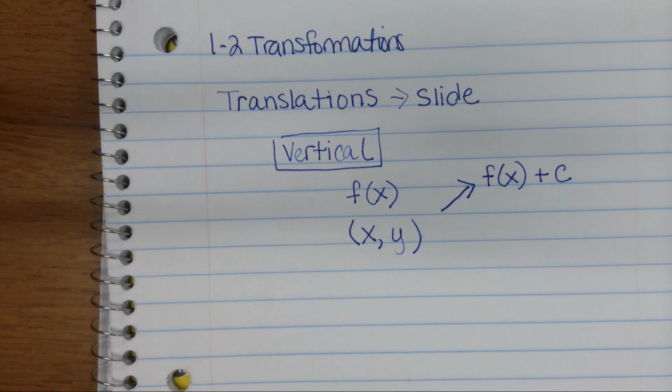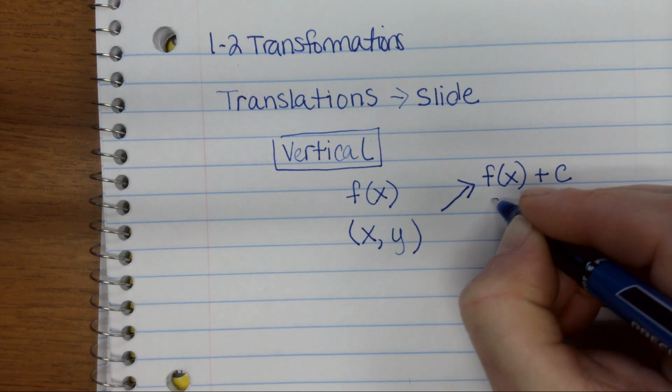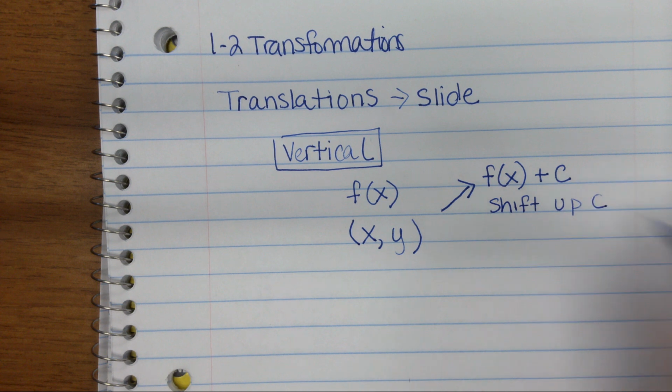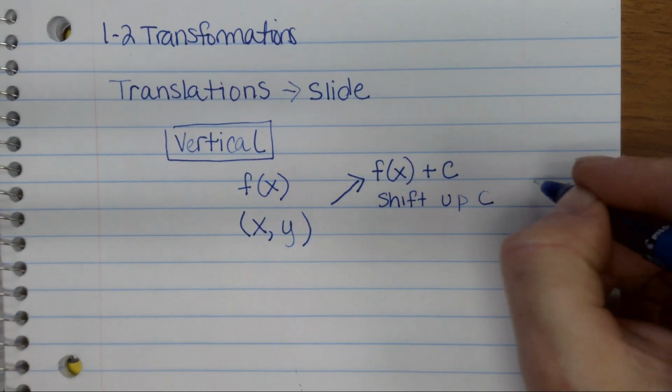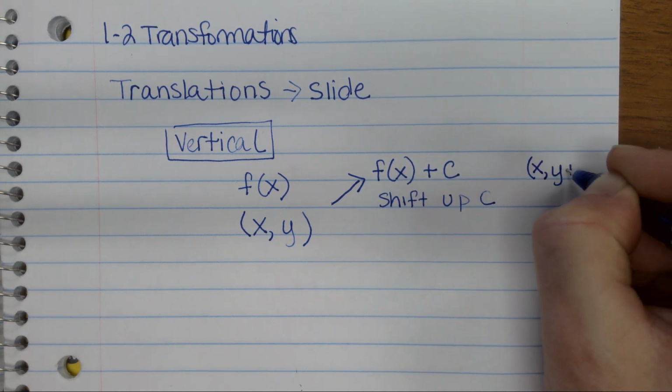And what happened to the graph? You can just point for me a direction when I added something on the back. This was the first one we did. Which way did it move? Can you just point for me? Okay. This is a shift up c. And so if I wanted to write a new ordered pair, the x would stay the same, but the y would be c units taller.